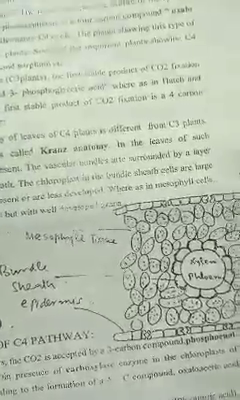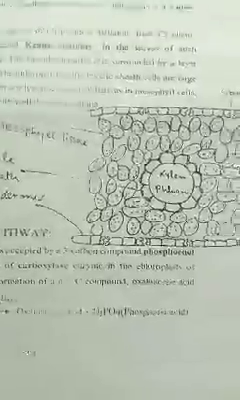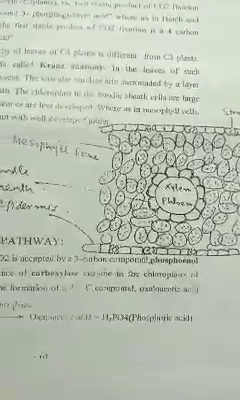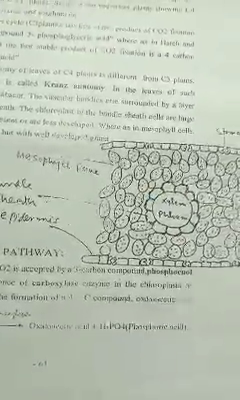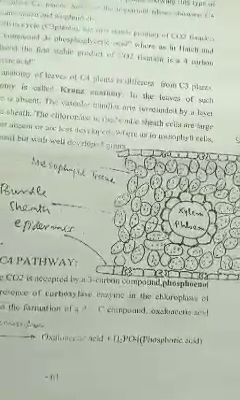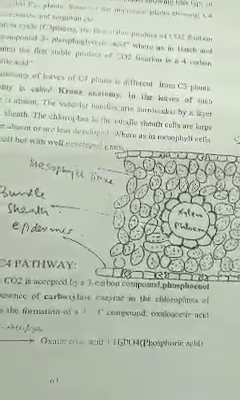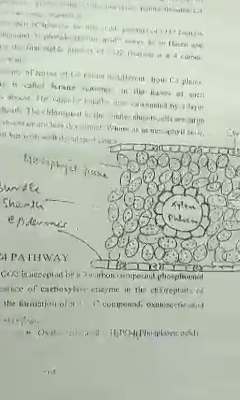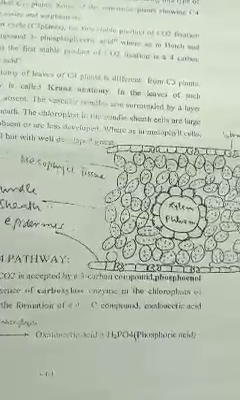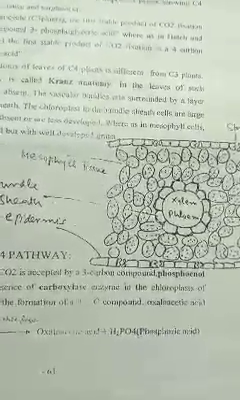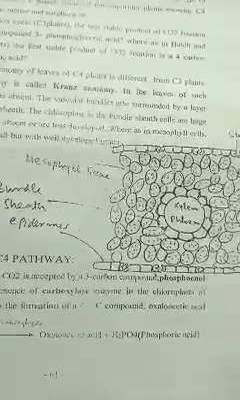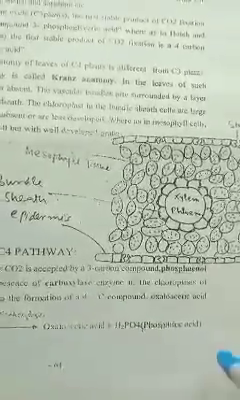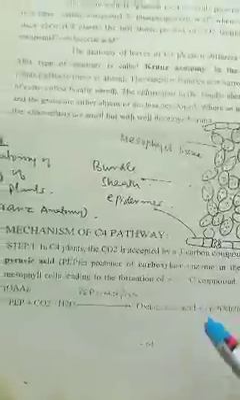Now, the mechanism of this C4 cycle or pathway. In the C4 cycle we see double fixation of carbon dioxide, and the first stable product is a 4-carbon compound, a dicarboxylic acid. That is why we also call it the dicarboxylic acid cycle or dicarboxylic acid pathway. Now we will see the mechanism.